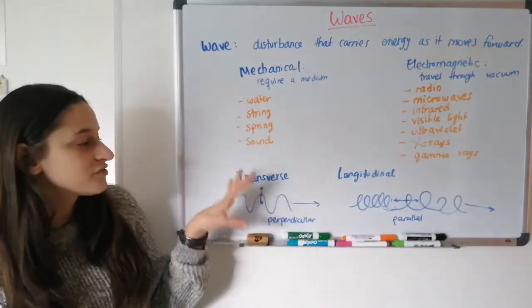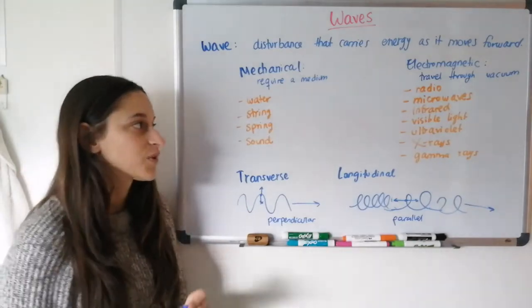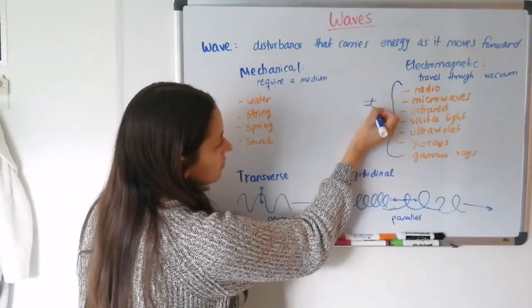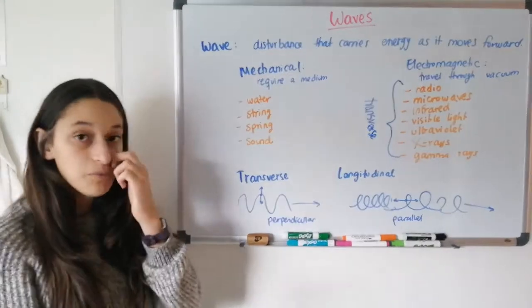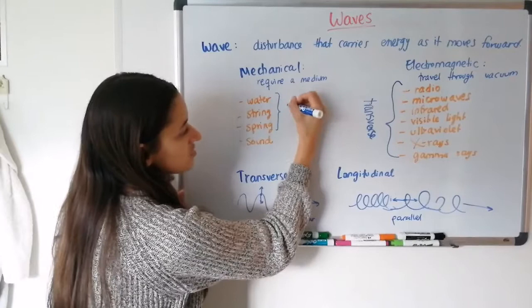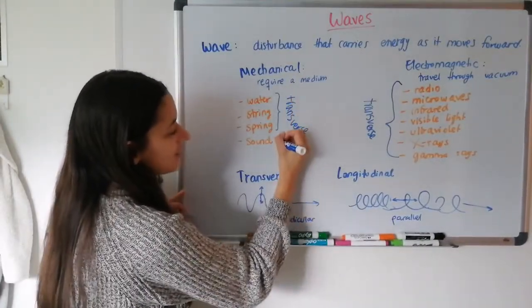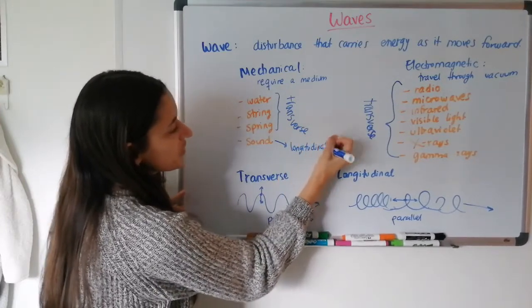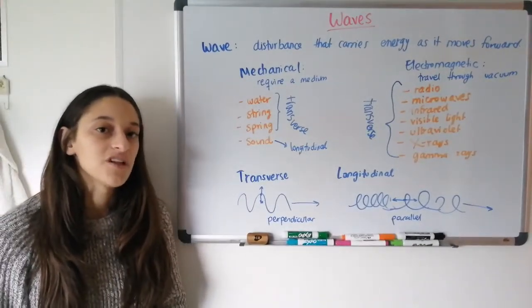Now I'm going to tell you which of these are each. So actually all electromagnetic waves are transverse waves. So these are all transverse. Transverse. And these are mostly all transverse, except for sound. So these three are transverse, and this one is longitudinal. So most waves are transverse. Sound is the most common and known example of a longitudinal wave.